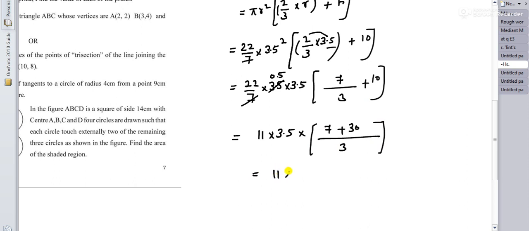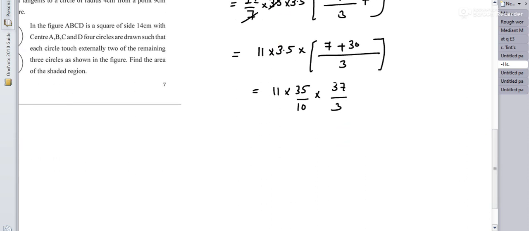So this becomes 11 into, this I can write as 35 by 10, right? Here this is 37 by 3. You'll get something like this. Okay, so can we cancel anything here? Yes, these two can be cancelled. 5 2s are 10, and 5 7s are 35. Now this can be simplified as 11 7s are 77 into 37 divided by, how much is this? 3 2s are 6, correct?